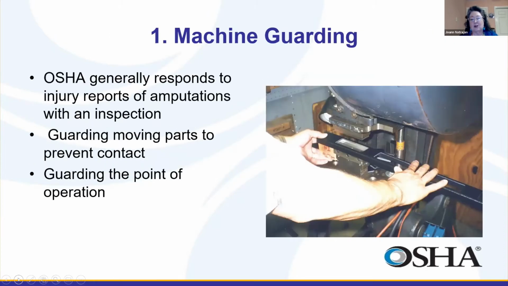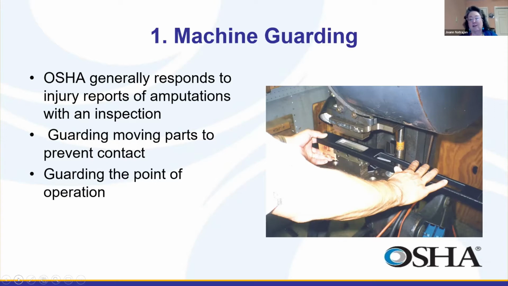OSHA has a requirement for employers that have an amputation in the workplace. They have to call it in to the closest OSHA office within 24 hours of the workplace incident. What that does is it generates a lot of reports of amputation incidents. What OSHA does with those reports is we look at them and decide which ones we're going to inspect and which ones we're going to handle by an enhanced phone and fax method.